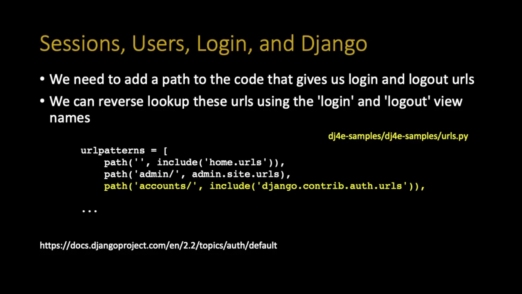Also, for the login and logout, you're going to have to add a path to your project-wide urls.py, so dj4e-samples urls.py. This is not in any of your applications. This is in your Django project, and you add a path, and there's a bunch of URLs, and that gets all registered, and a whole bunch of wonderful magic happens at that point. And so that's how these URLs are activated in your Django project.